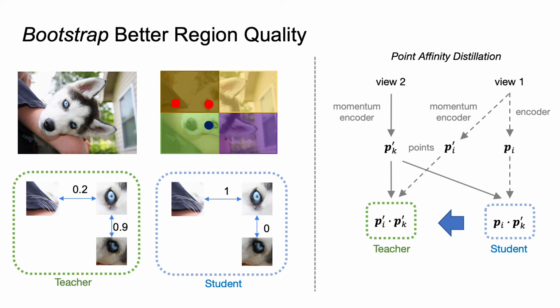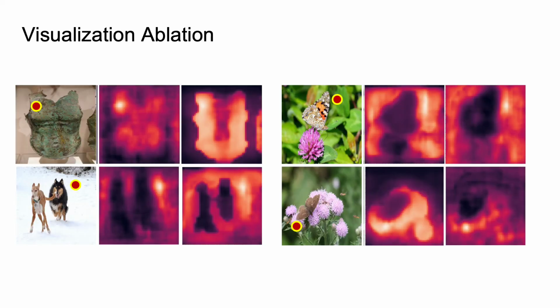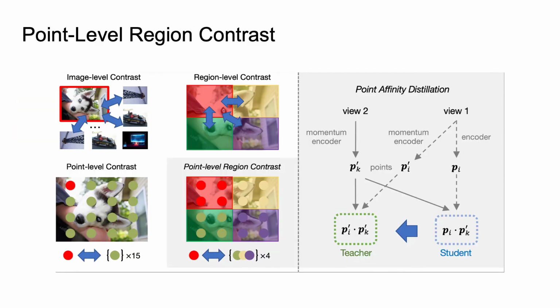By viewing the momentum encoder as a teacher network, we can formulate the problem as knowledge distillation and improve point affinities online. Here, we show the affinity map from this red reference point after pre-training with our method. We can observe that with distillation, the region quality is improved significantly. In conclusion, with these two parts, our point-level region contrast can be robust and accurate.